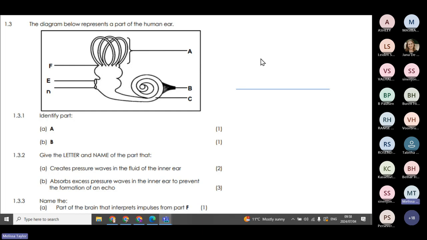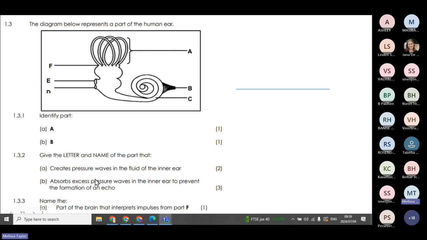Now, read the question carefully with me, it's not asking where are the pressure waves. It's asking the part that creates the pressure waves. So we know that the pressure waves are in the cochlea, but the part that makes them and sets up the pressure waves is the oval window. Remember, this is the part where the ossicles vibrate against the oval window and it creates the pressure waves in the inner ear.